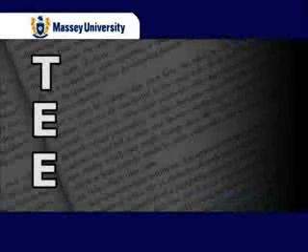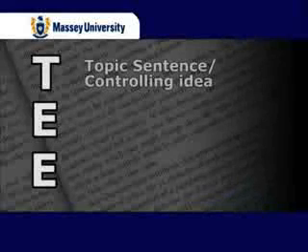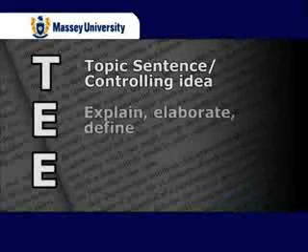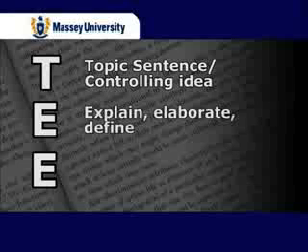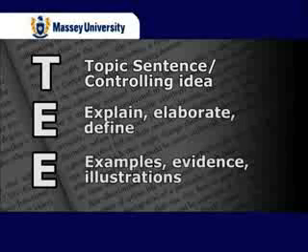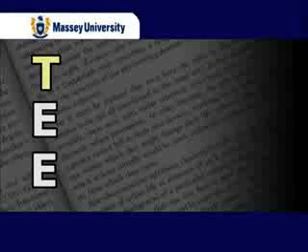A well-written paragraph and consequently a well-written thesis follows the formula TEE. T for topic sentence or controlling idea. E for explain, elaborate, define. The second E for examples, evidence, illustrations. Let's look at an example.